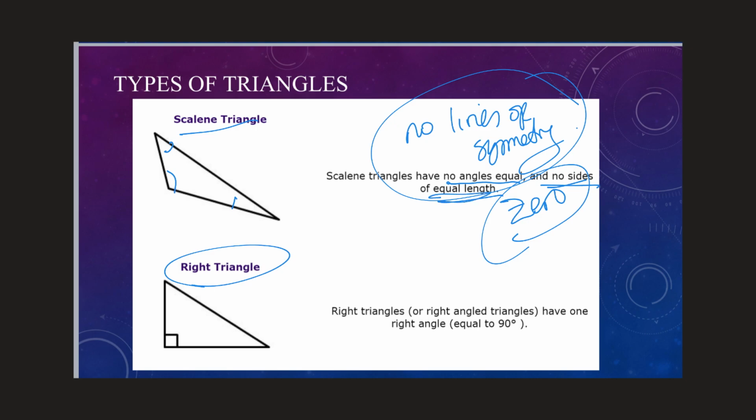Right angle triangles. Everyone in Trinidad and Tobago knows these as right angle triangles, but the books decided they want to call it right triangle. I do not know why.